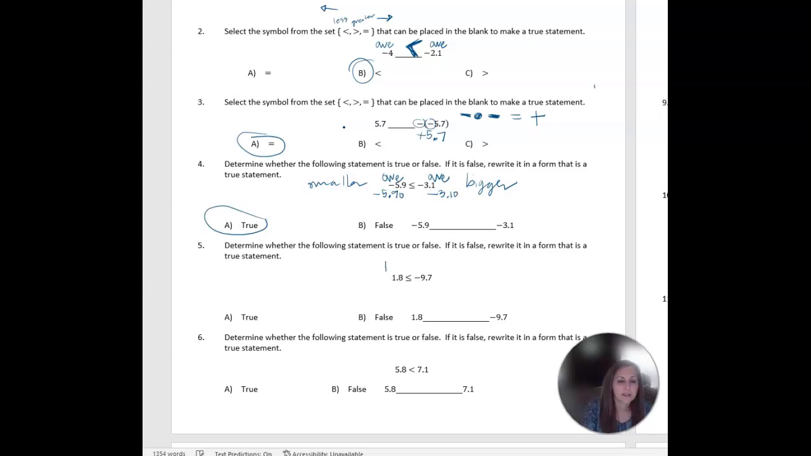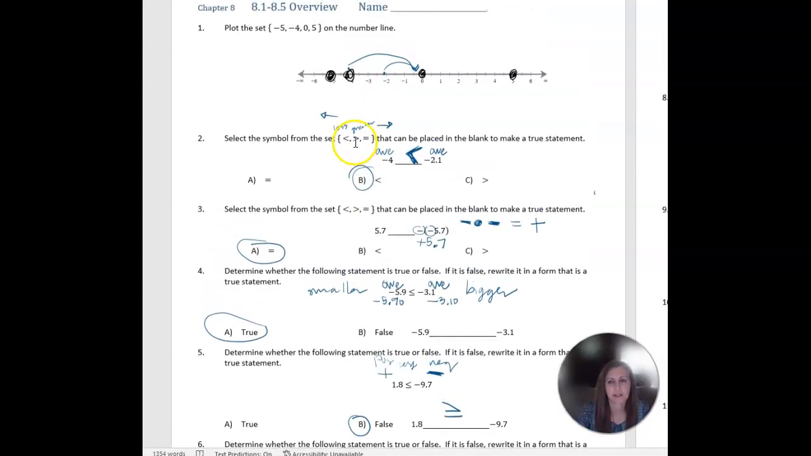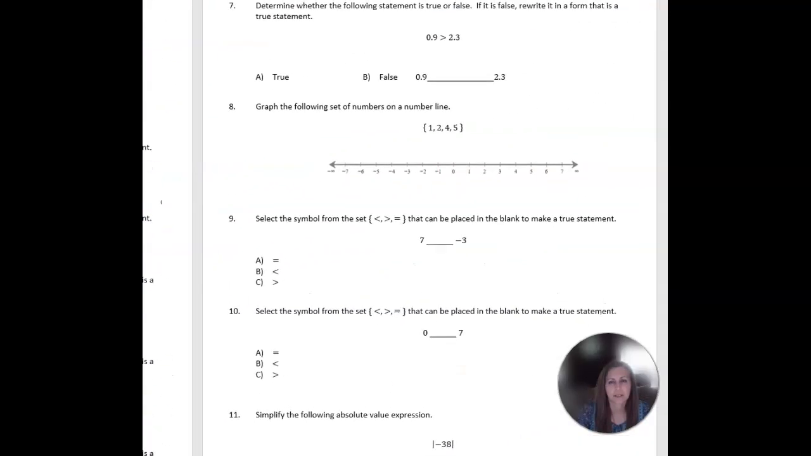This is a positive number. This is a negative number. Will a positive ever be less than a negative? No, that is not true. This is false. 1.8 is greater than or equal to -9.7. You're always better to be positive than negative. I'm going to skip 6 because I think it's self-explanatory. I'm also going to skip 7.